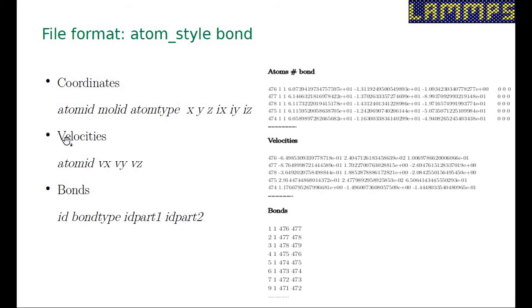And then we have to specify the velocities. So for the velocities, we also have in the first column the atom ID, followed by three numbers that are the Cartesian components of the velocity.